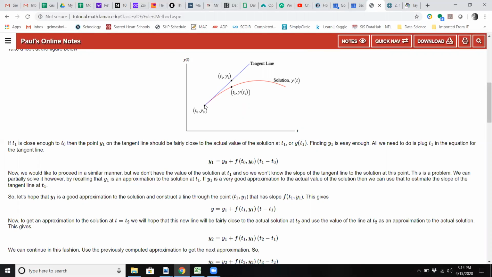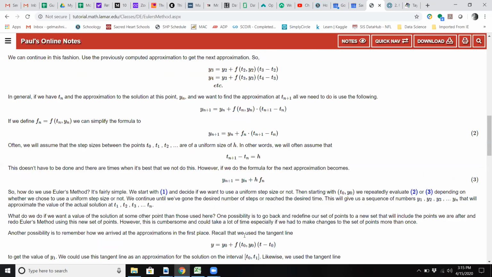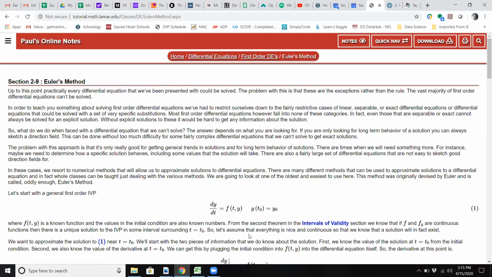So you have a point that the tangent line and the curve have in common. This right here, t1 comma y1, is going to be your approximation if you want to think of it that way. And this right here is obviously the real value. So we just do that. But then you will do it again using a different value, and you just keep going through this process until you've gone as far as you'd like to go.